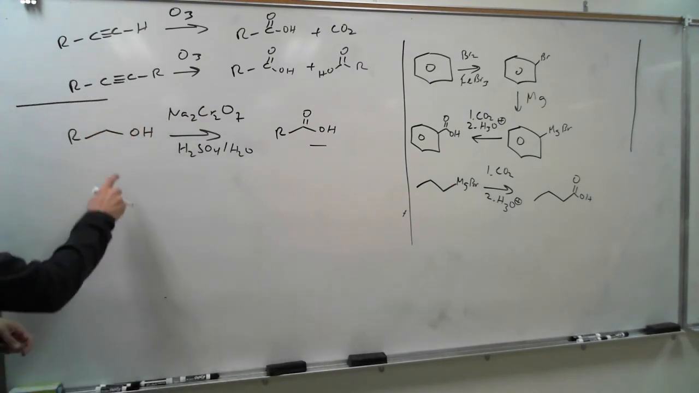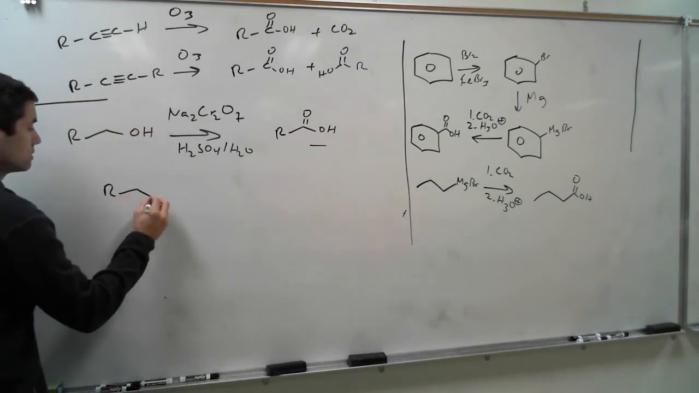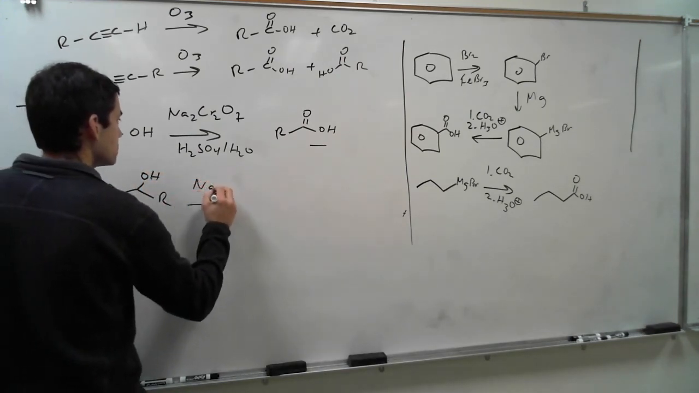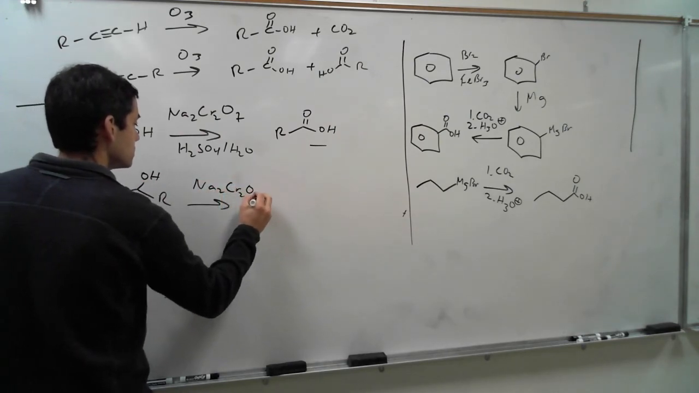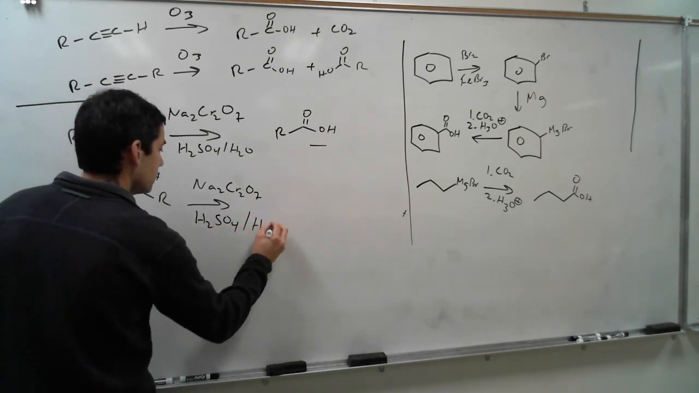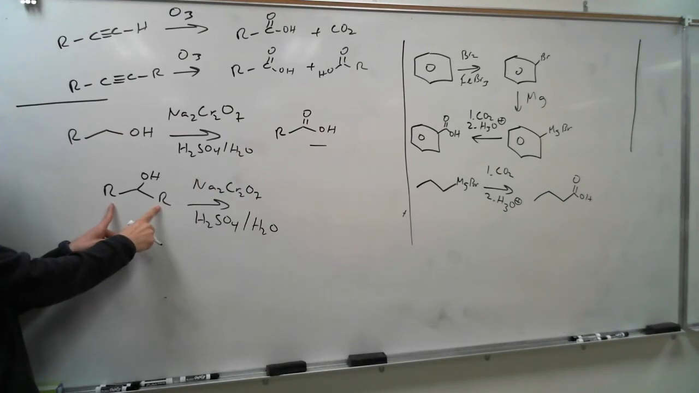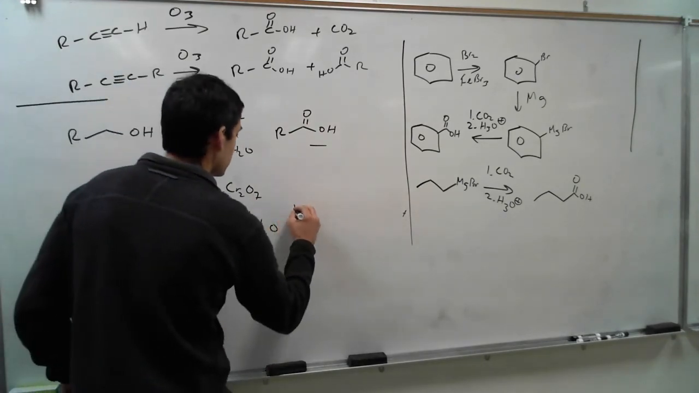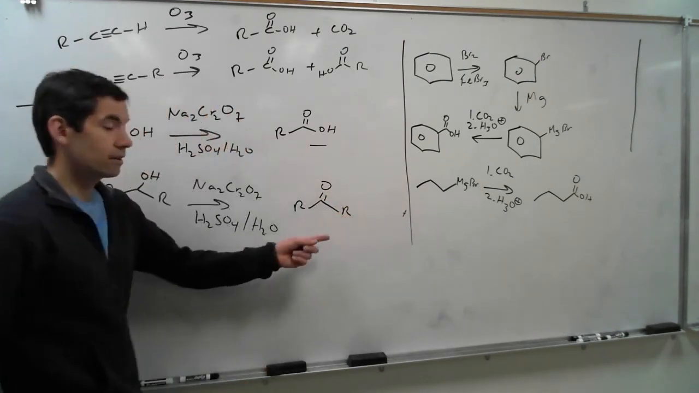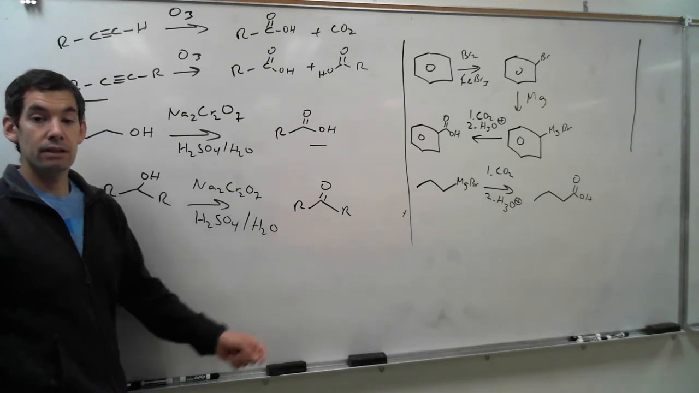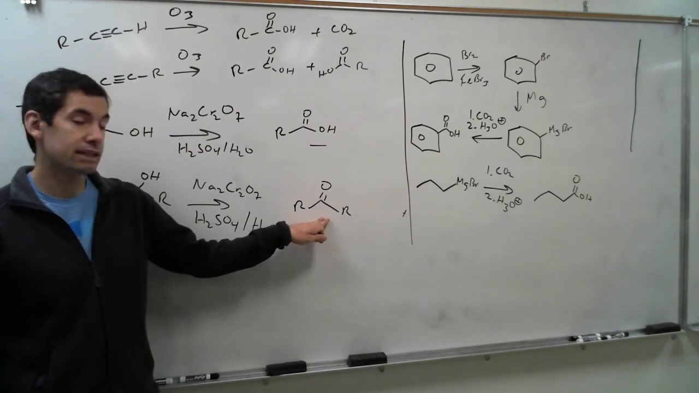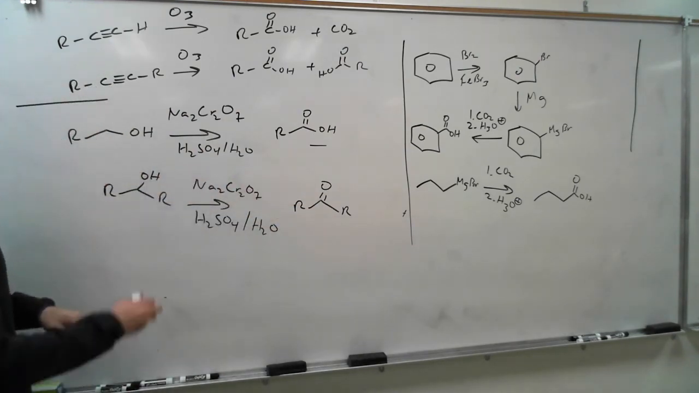Now this one only works if we have a primary. If we have a secondary, looking like this, and I try the same reaction, what do you think is going to happen? Now we have these 2 groups here. We're not going to lose these groups. These groups are going to stay. So we end up what? We actually oxidize it to this group here. What group is this? It's going to be our ketone, right? So with a secondary alcohol, we get a ketone, right? It has to be a primary, okay?